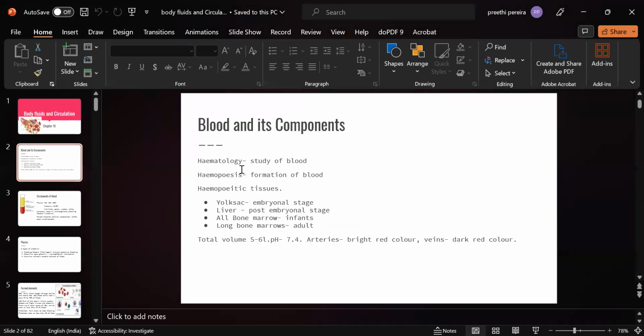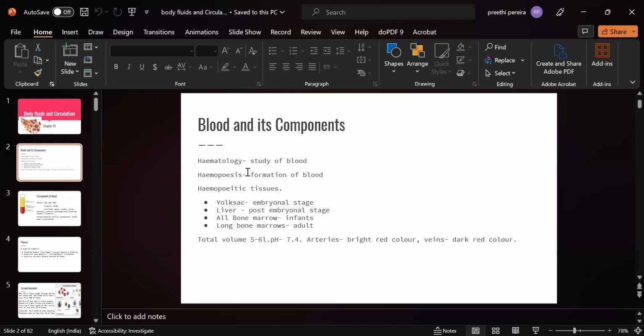Now let's start with the first component, that is blood and its components. So what is hematology? Hematology is the study of blood. The study about the blood is known as hematology. So now we are doing hematology because we are studying about the blood. The word hemopoiesis means formation of blood. So how is blood being formed? The process of blood being formed is known as hemopoiesis. Remember, any word you see with poiesis means formation.